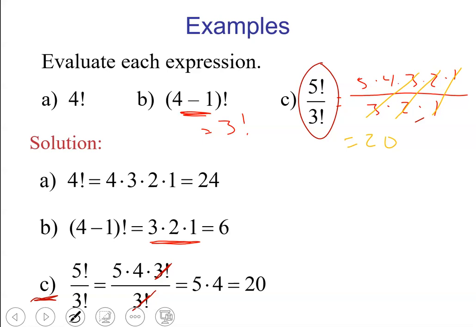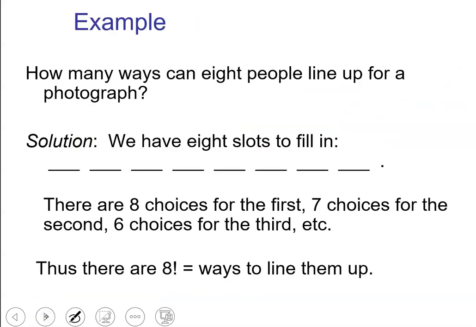Okay. All right. So another example here. How many ways can 8 people line up for a photograph? Okay, so we have 8 slots to fill in because we have 8 people. 8 choices for the first one. Then again, we've taken someone, we've lined them up. So then we have 7 for the second slot. Then we have 6, 5, and we're going to just keep going all the way down. So if you notice, that is equivalent to 8 factorial.